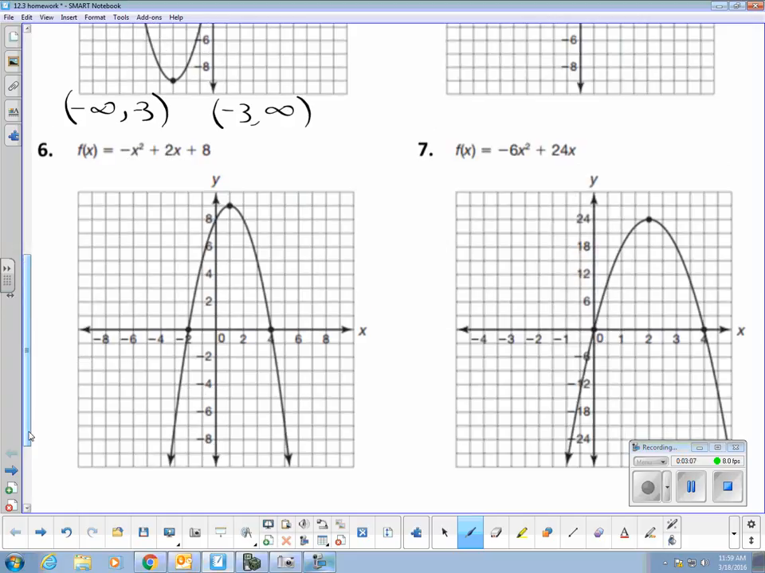In this situation, I have the function increasing from negative infinity to positive 1, and then from positive 1 to positive infinity, it's decreasing. So my increasing interval is negative infinity to positive 1, not including 1. At 1, it's neither increasing nor decreasing. And then from positive 1 to positive infinity, I'm so sorry, that should be positive infinity, we have a decreasing portion of the function.